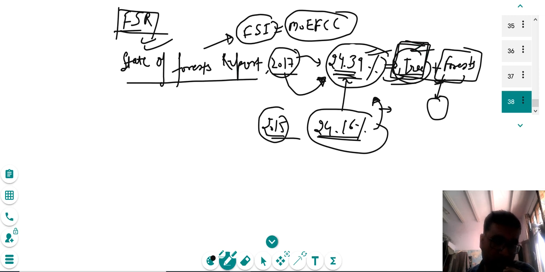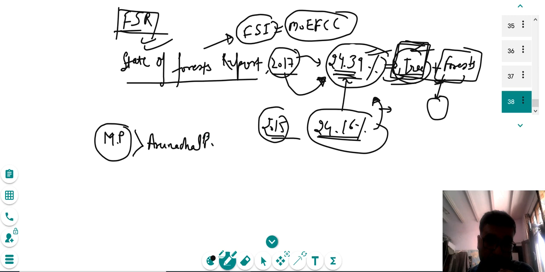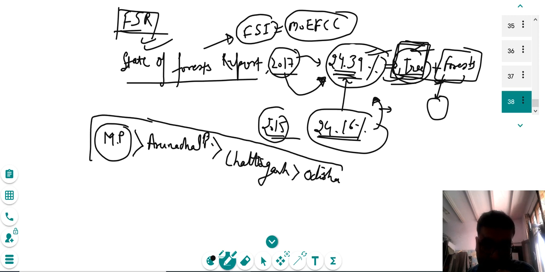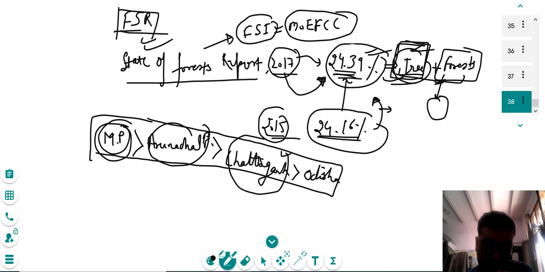Now according to this report, the highest forest cover in India is in MP. So MP has the highest forest cover in India, followed by Arunachal Pradesh, right? This is followed by Chhattisgarh, and Chhattisgarh is followed by Odisha, right? So this is the state of the forest in India. MP has the highest forest cover, after that Arunachal Pradesh, third is Chhattisgarh, and then Odisha. So if any sequence of this kind is given, an answer can be given on the basis of sequence as to which state has the highest forest cover. So MP has the highest.